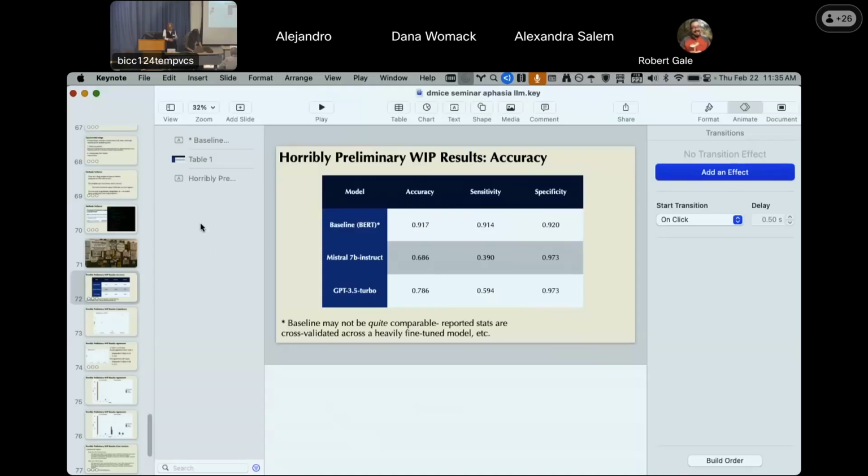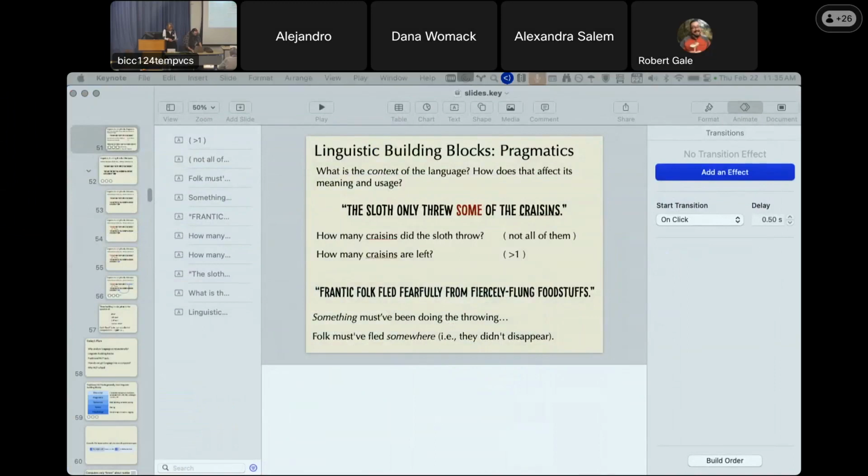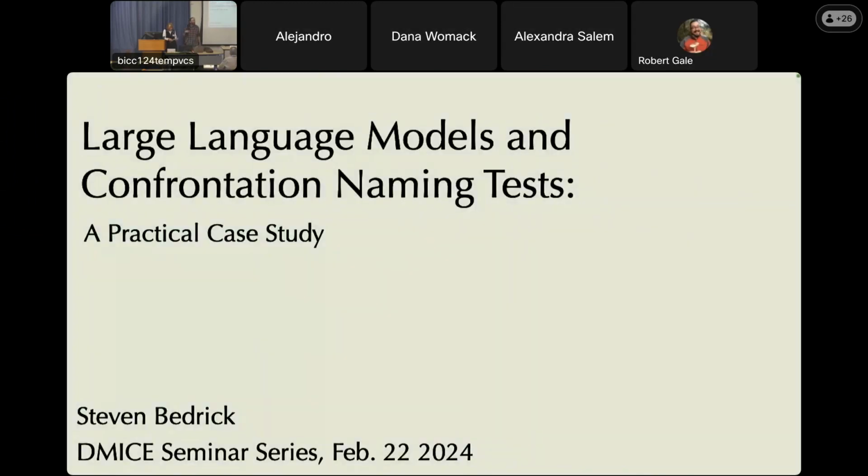Pleasure to introduce Dr. Stephen Bedrick. He's an associate professor in DMICE. His research focuses on biomedical applications for speech and language technologies, with a primary focus on speech and language disorders. His ongoing projects in this area include computational assessment of post-stroke anomia and characterization of language features in autism.